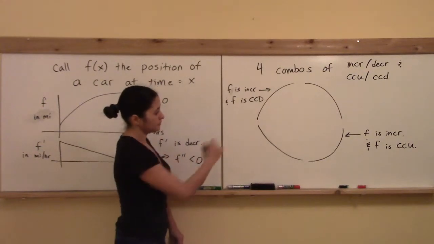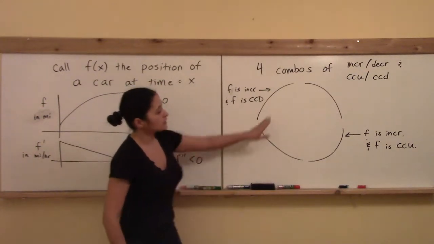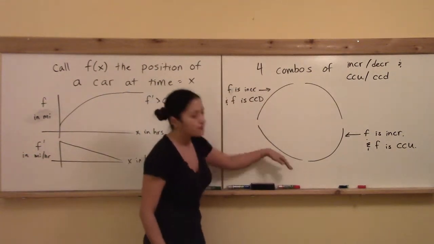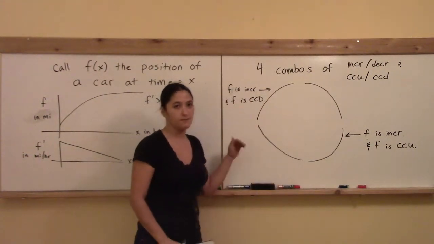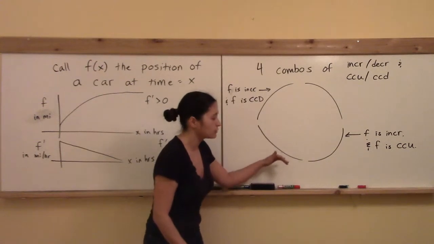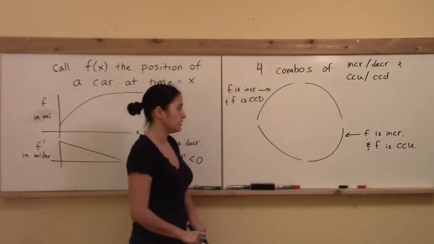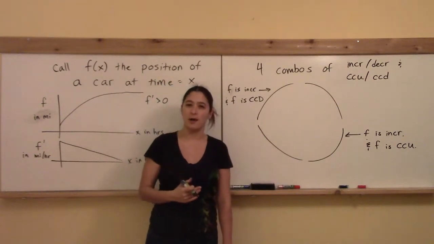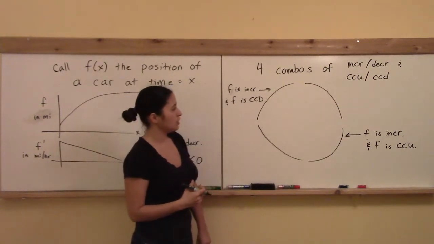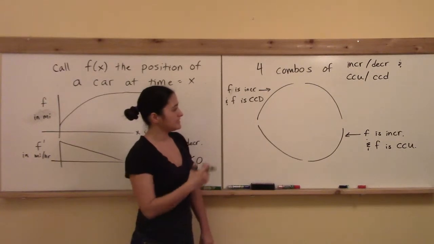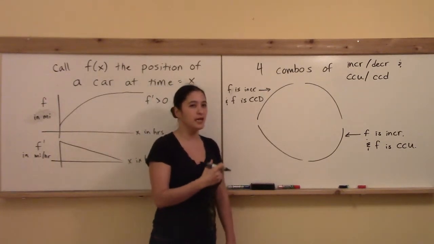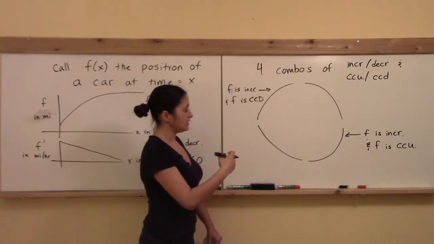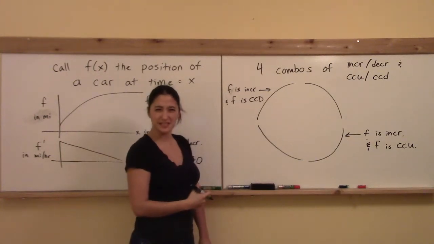Now let's take care of the other two segments here. Hopefully you recognize that on both this segment here and this segment here, the function is decreasing. The function is going down. It's lower than it was before. Okay? Which one of these is going to be concave up? Which one of these is concave up? It's decreasing, but the rate at which it's decreasing is increasing. Is that confusing? It is a little bit.